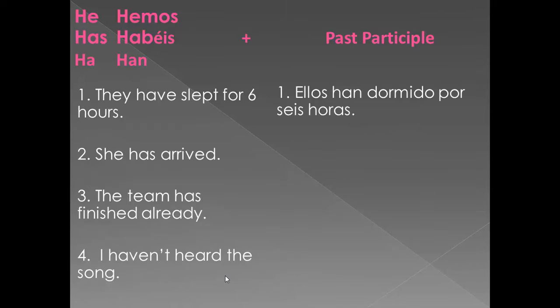Okay? So let's try a few on our own. It looks like I've given you the first one already. So you have your conjugations for haber up top, and then use your notes to remember how to form the past participle. So for number 1, they have slept for 6 hours. You can fill that in. Ellos han dormido por 6 horas. So go ahead and pause the video and fill in those last 3. There's not much, so do it on your own.